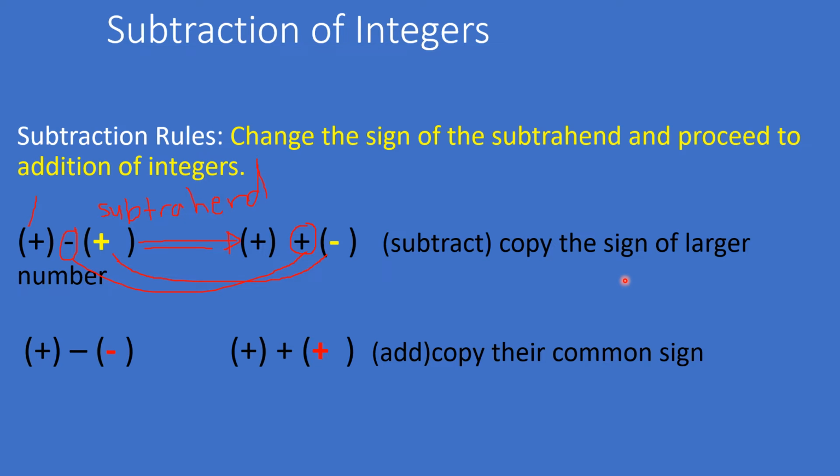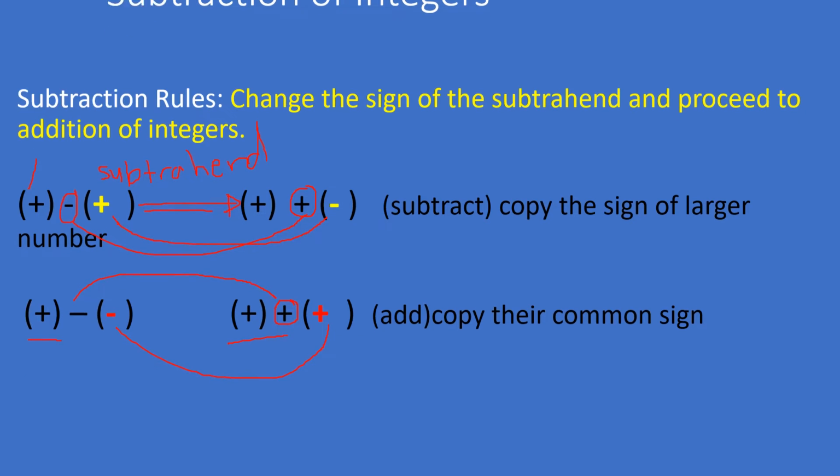Change the sign of the subtrahend and proceed to addition. So here, positive minus negative. So change the sign of the subtrahend, negative here, becomes positive here. Then proceed to addition. Change this to addition. So always copy this one first. Now you are adding positive plus positive. So just add their absolute value and copy their common sign. Okay, let's have an example for that.